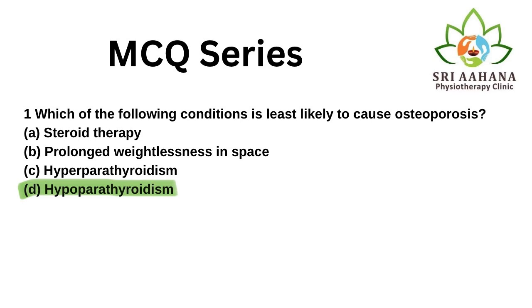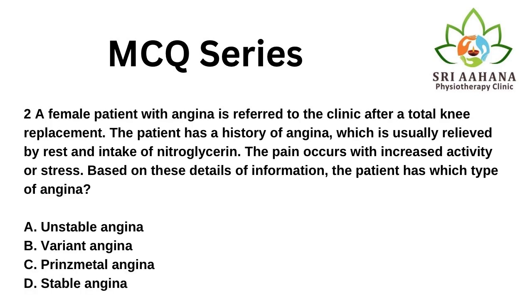which results in osteoporosis. A female patient with angina is referred to the clinic after a total knee replacement. The patient has a history of angina, which is usually relieved by rest and intake of nitroglycerin. The pain occurs with increased activity or stress. Based on these details of information, the patient has which type of angina? A. Unstable angina. B. Variant angina. C. Prinzmetal angina. D. Stable angina.